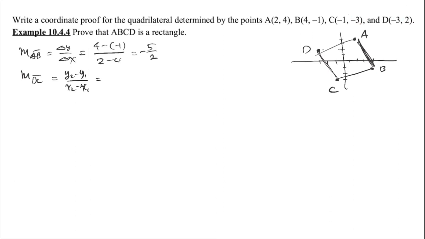See that? So that'll be 2 minus minus 3, and then for the x values it will be negative 3 minus minus 1. So that gives me 5 over negative 5. Oh, they're the same. Because they're the same, we know AB is parallel to DC. So we're good. Let's move on to the other opposite pair, which appears to be more positive.